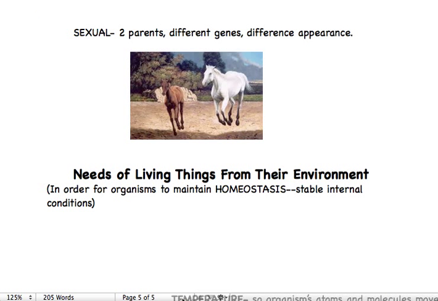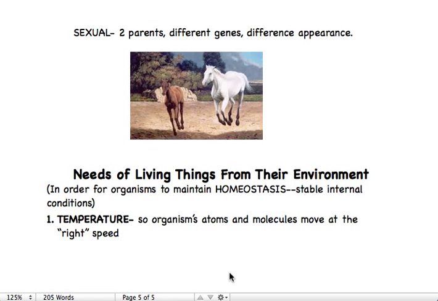Temperature. Organisms need proper temperature so that their atoms and molecules move at the right speed. If they move too slowly because it's too cold, they will freeze and die. If they move too quickly, they'll overheat when it's too hot.